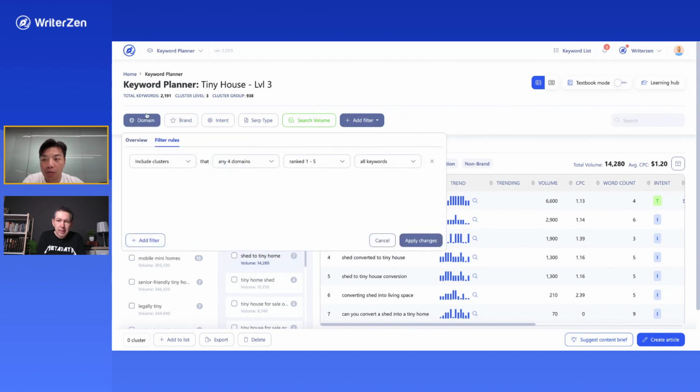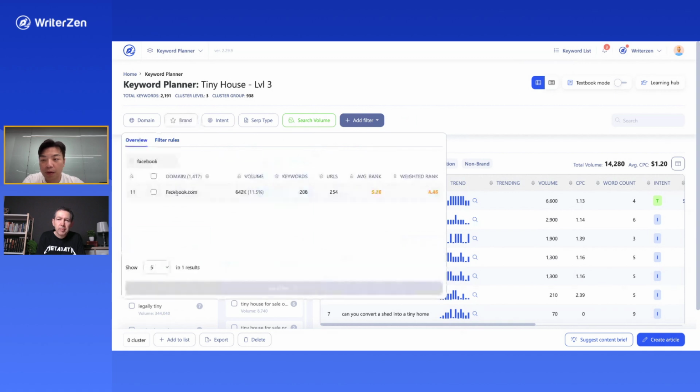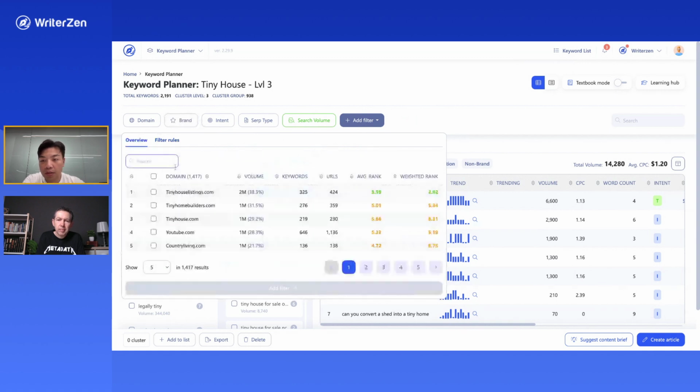One of the things you can do right out of the gate is click on the domain right here, and on the filter view, a cluster view. So when you click on domain, turn this off for now, and click on overview, right? The first thing you will be able to see and identify is who these top competitors are.